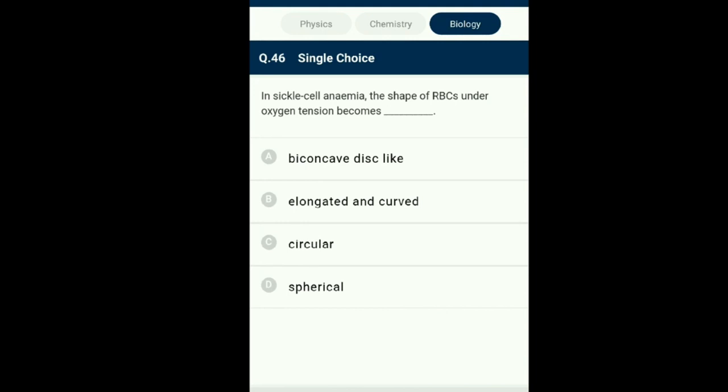Sickle cell anemia is a recessive autosomal gene disorder that follows Mendelian inheritance pattern. So the answer is option B, elongated and curved.